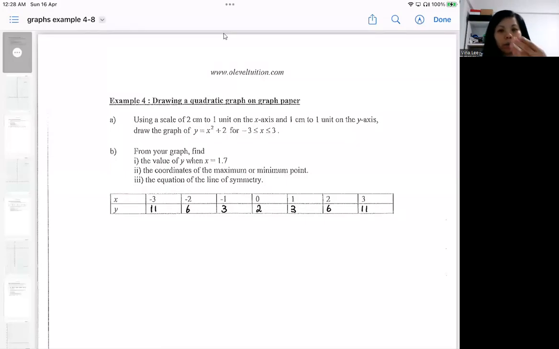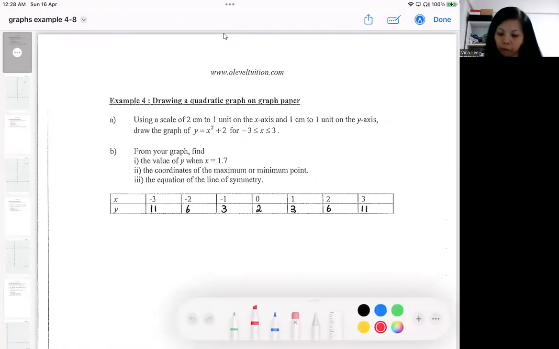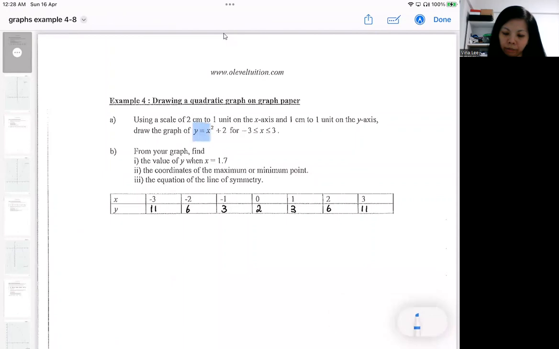Okay, so I'll be going through example 456. Example 456 is very much like example 3, except that they are not going to draw for you. Instead, they will give you an equation. They will give you a scale to follow.